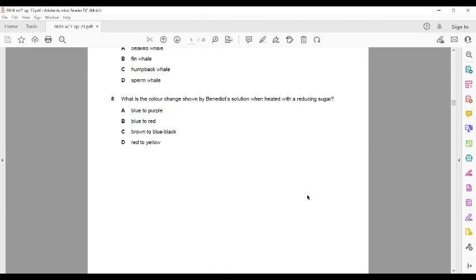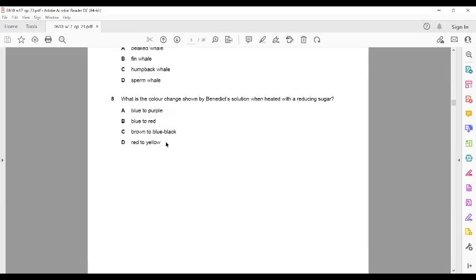So if there is no reaction, it means that there is no sugar, and they stay the same blue color. Once they change, they give a range of colors from green, yellow, orange to red. Red is the highest concentration of sugar for this Benedict's solution.